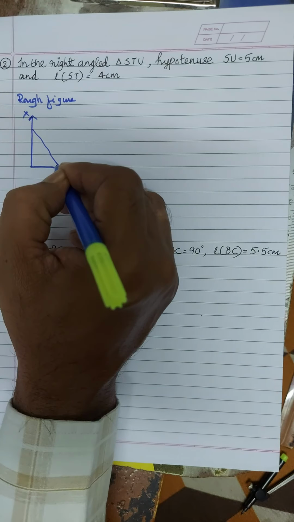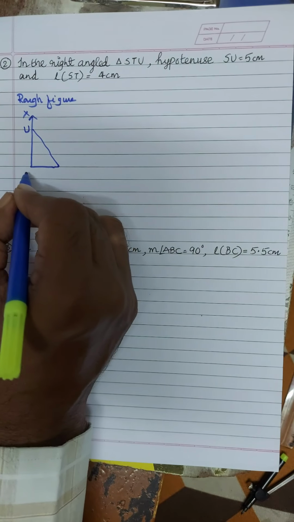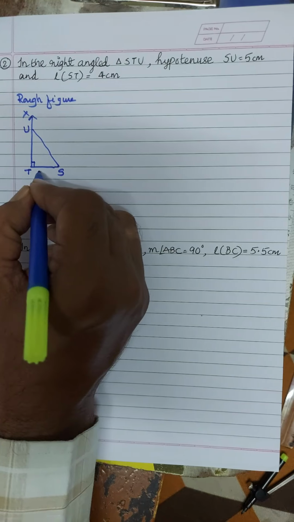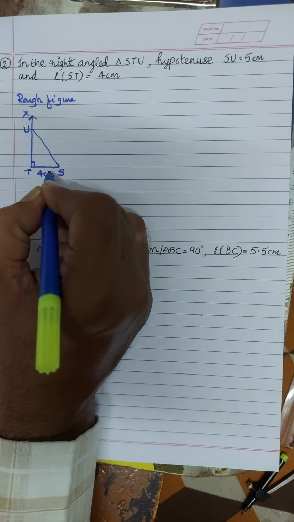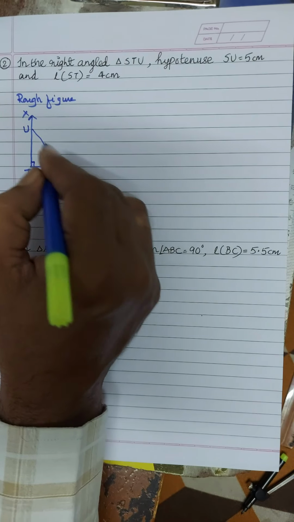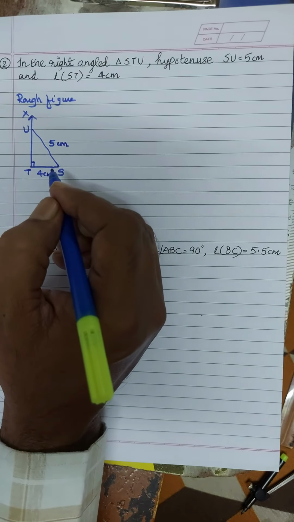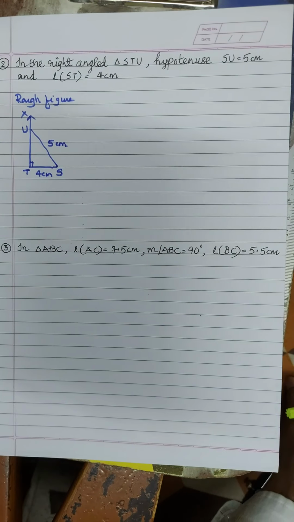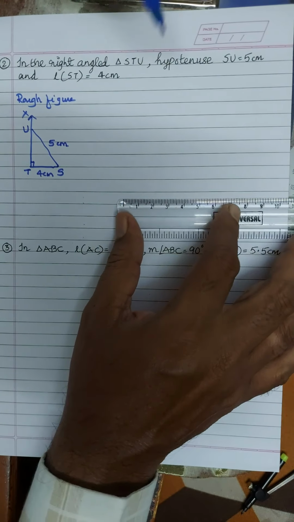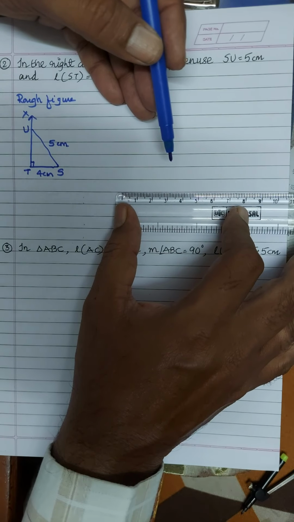Suppose this is S and this is U, and this is T. This is a right angle triangle. TS is 4 centimeter, and SU is 5 centimeter. So let's draw the main figure. First of all, we'll take TS or ST as 4 centimeter of length.